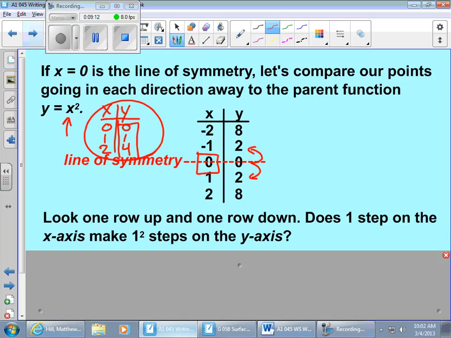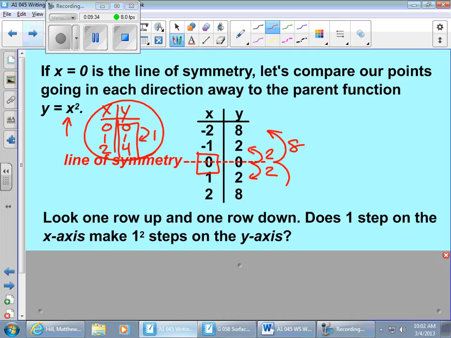Changes 2 units, right? This is a change of 2. What was it supposed to be in the parent function? It's supposed to be a change of 1. Okay, so what does that mean to this graph? It is moving by bigger numbers than it's supposed to move.